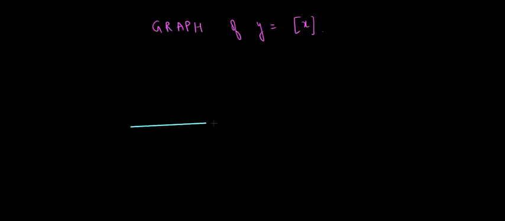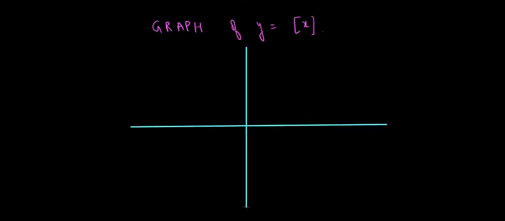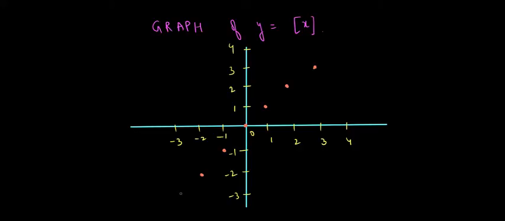So let me draw the x-axis and the y-axis. And let me put some points here. Here's 1, 2, 3, 4, and here's 1, 2, 3, 4. This is 0 and -1, -2, -3, and -1, -2, and -3. Okay, let's look at all the integers first, because that's the easiest part. For integers, it gives the same value back. So for 1, it's going to be 1. For 2, it's going to be 2. For 3, it's going to be 3. 0 for 0, -1 for -1, -2 for -2, and so on.